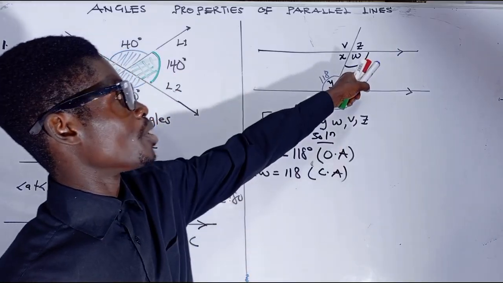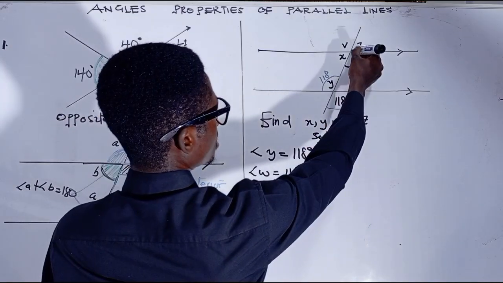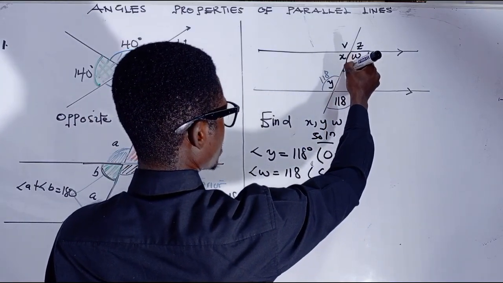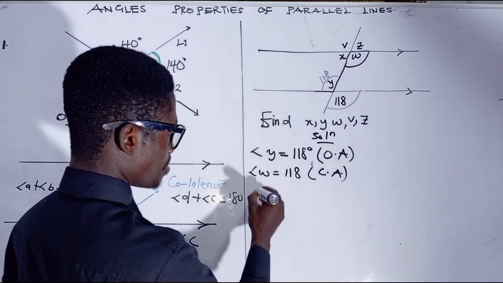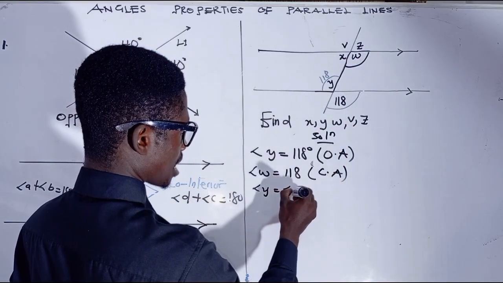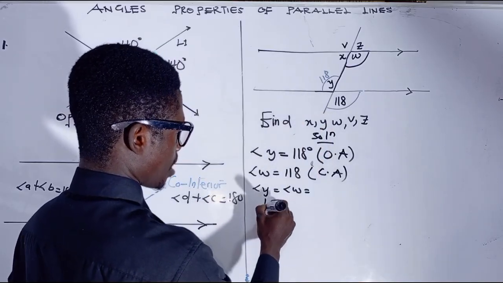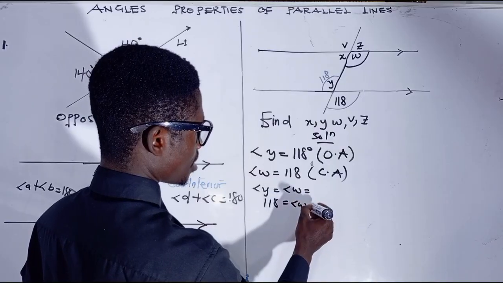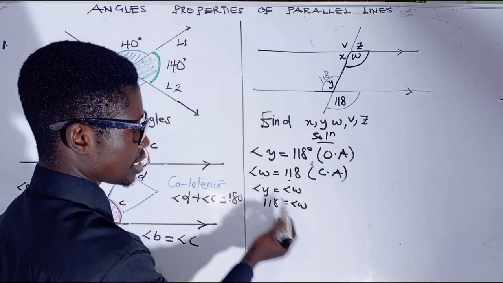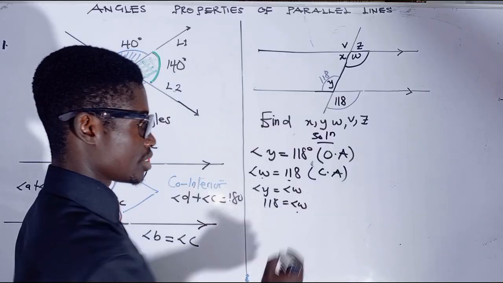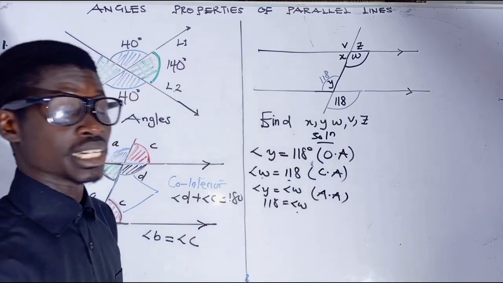Now from the same angle W, we can apply the alternate angle concept. You can see that we have some F shape here, a slanted F. So it means that angle Y is equal to what? Angle W. So angle Y is equal to angle W. And angle Y is 118, so 118 is equal to angle W. We are still going to get the same angle. So angle W is 118. So when you use the alternate angle concept or the corresponding, you are still going to get the same thing.